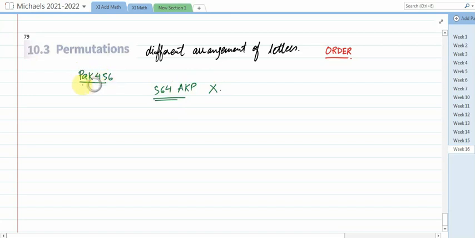So you can say that the arrangement is very important, alright. The order is very important. If at the initial it is P, so it must be P at the beginning of your password. Although the characters are the same, it won't work because the order is different. So when we are talking about permutation, we need to focus on the order. The order must be the same.